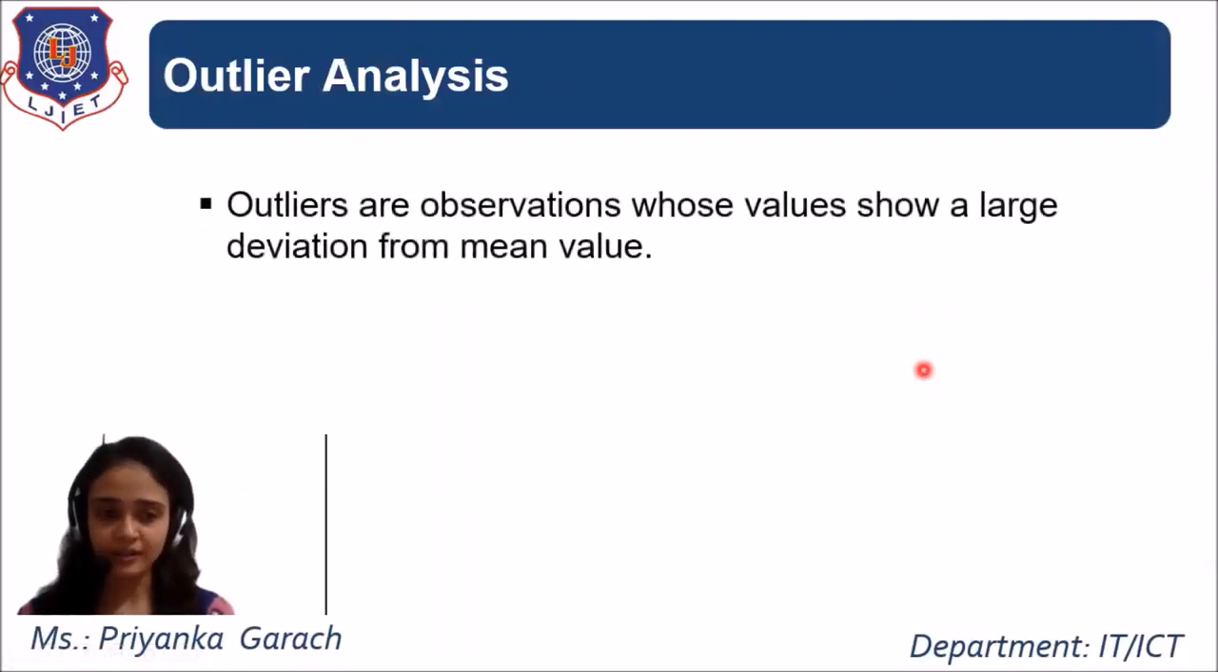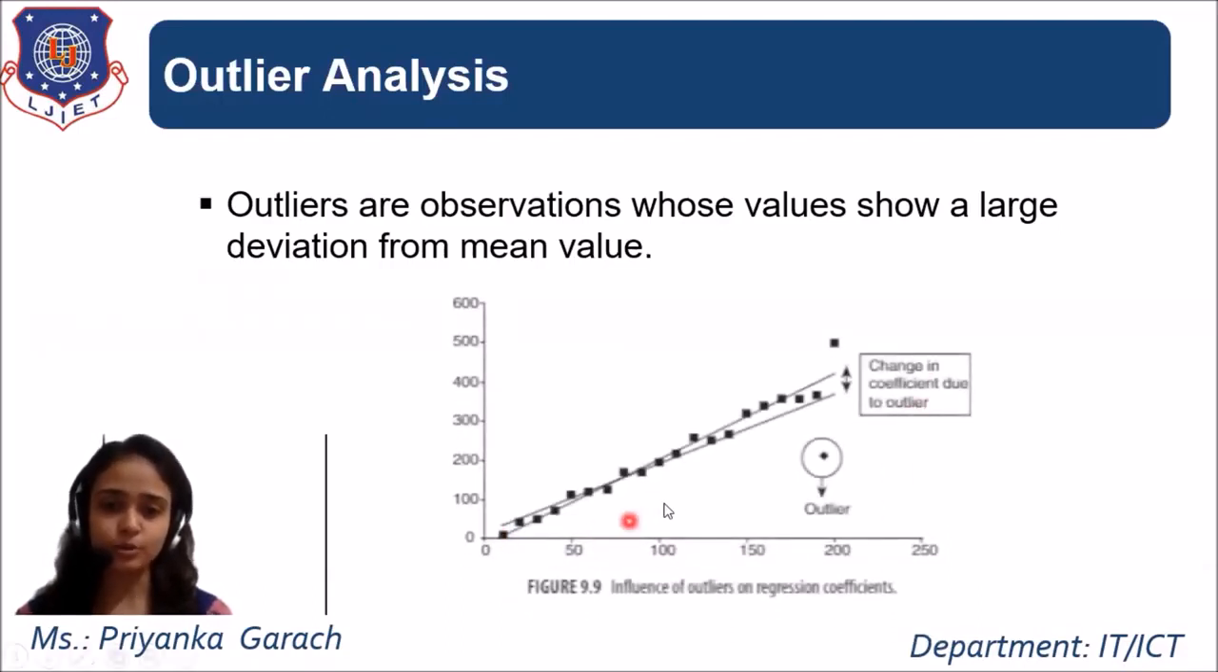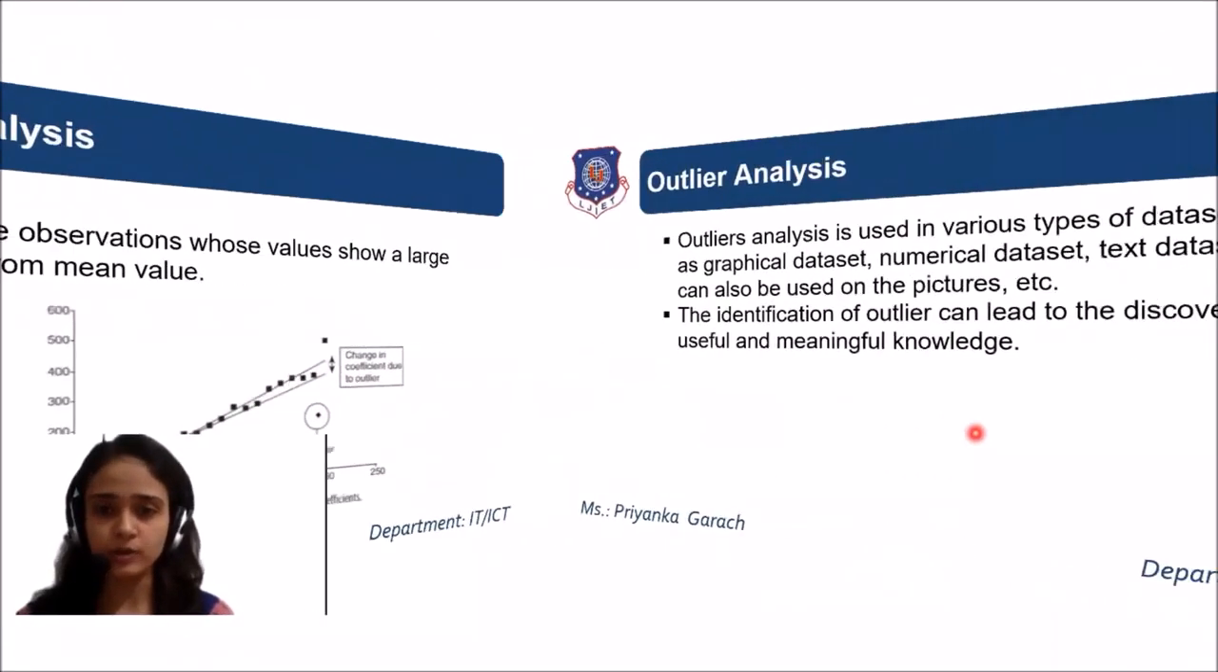So what are the outliers that we have already seen in our previous lecture? Outliers are the observations whose values show a large deviation from the mean value. Suppose these are my different data points. If I take out the mean value of all these points, then this particular data point is very far from the mean. So it is called an outlier.